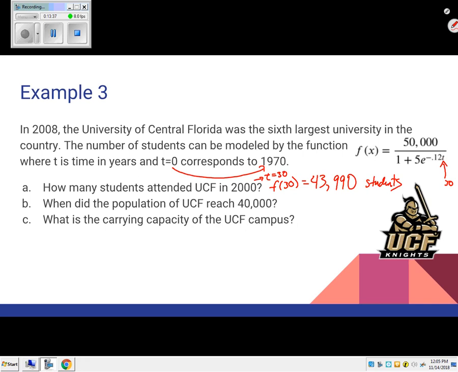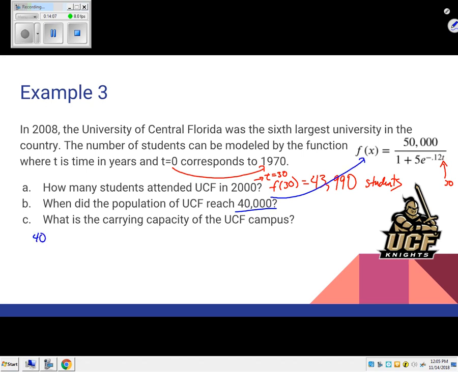To the nearest student, I got 43,990 students. So that means sometime between 1970 and the year 2000, we had to pass this 40,000 mark that we were looking for. So let's see how we can get to that 40,000 mark. So if I plug in 40,000, now I'm wanting to plug this in for my f of x this time. I'm going to work it down here at the bottom.